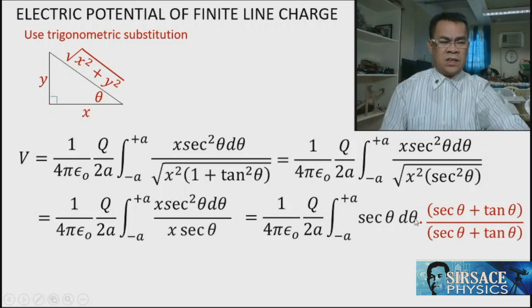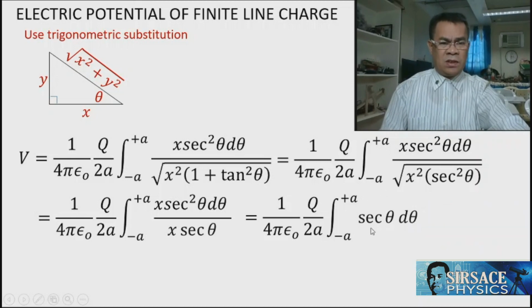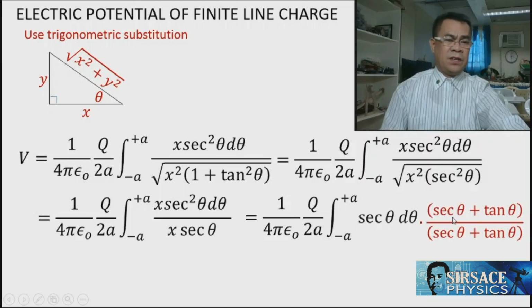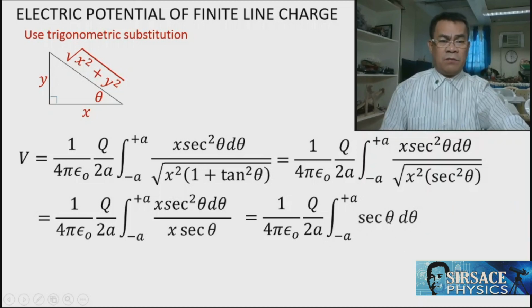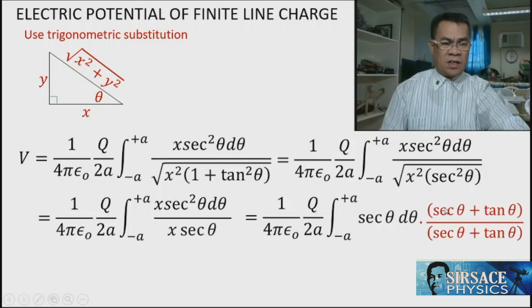Because when you look at this one, it looks simple, but it is not simple for the reason that we have no available integral of secant. So another option is to look in the table. But the strategy is to rationalize. Multiply this by secant theta plus tangent theta over secant theta plus tangent theta. This is 1, meaning there is no change to the previous expression.